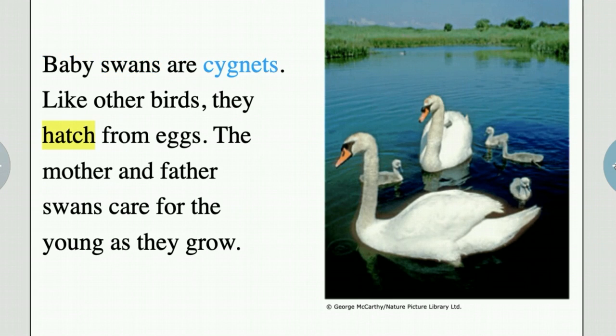Baby swans are cygnets. Like other birds, they hatch from eggs. The mother and father swans care for the young as they grow.